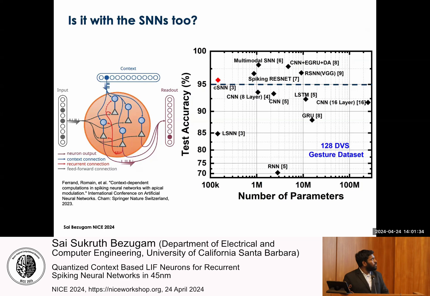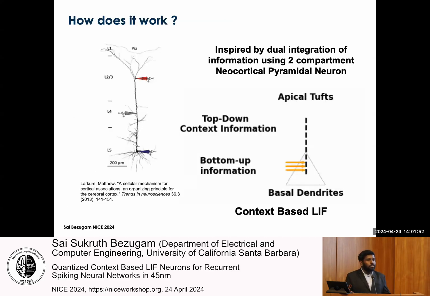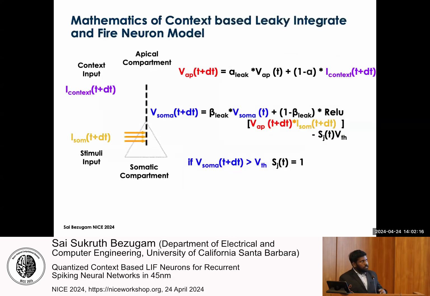Recently, context-based spiking neural networks were proposed, which showed that having two streams of information, context and input, can give on-par accuracy with most networks using a much lesser number of parameters. This was happening because of taking inspiration from neocortical pyramidal neurons, which have a multi-compartment setup, with an apical tuft and basal dendrites, which use two independent streams of information, top-down and bottom-up. And the basal dendrite depends on both top-down information and bottom-up information. This is how it works.